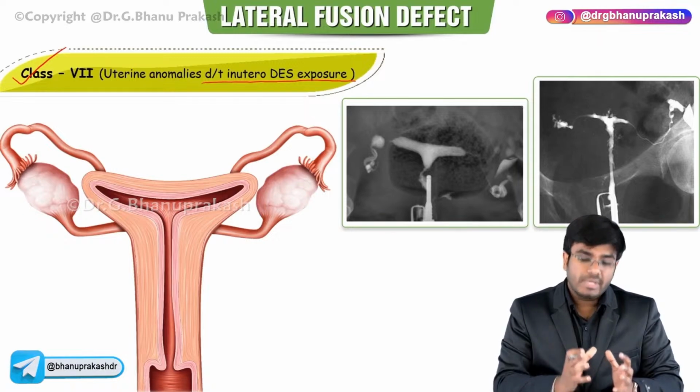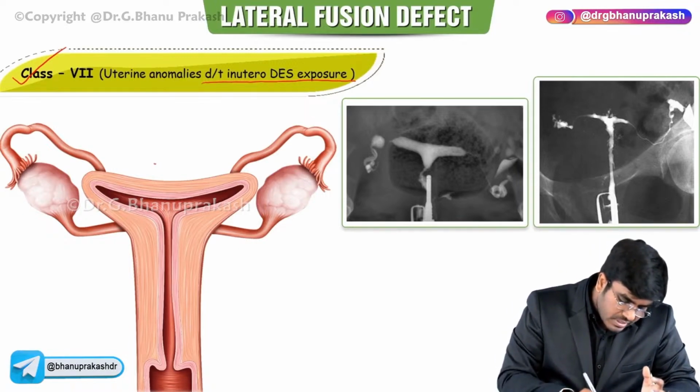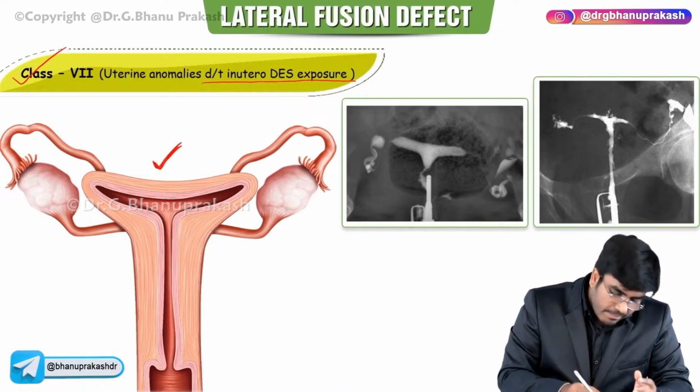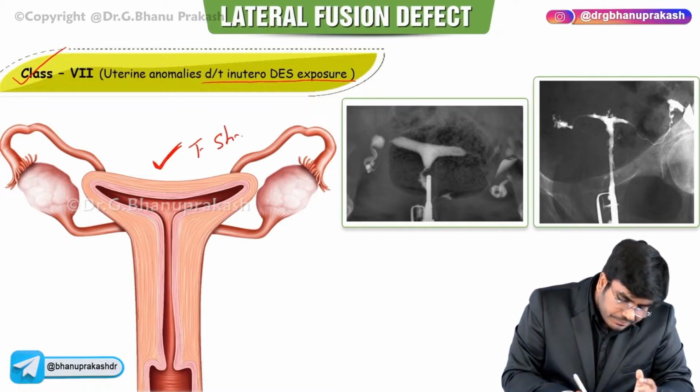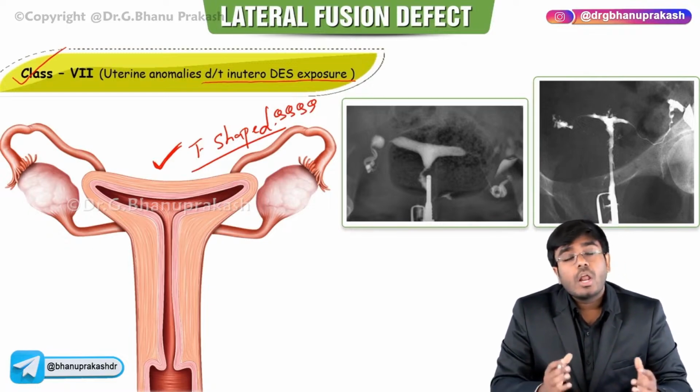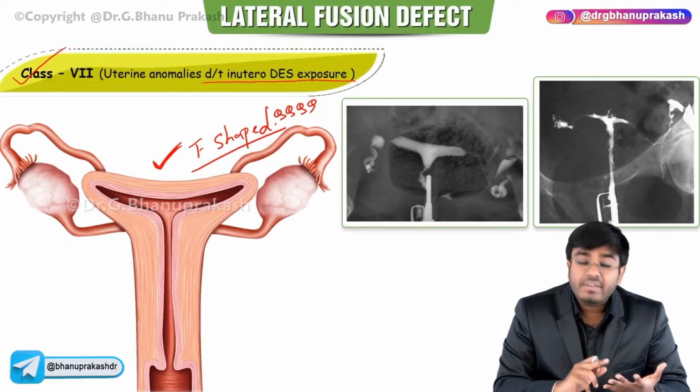What kind of uterine anomalies, we will discuss. Especially, please concentrate on how the uterus or the uterine cavity looks. T-shaped. It's a very important MCQ. A T-shaped uterine cavity is seen with in utero exposure to diethylstilbestrol. Not only the uterus, the cervix will be affected, and the vagina will be affected.